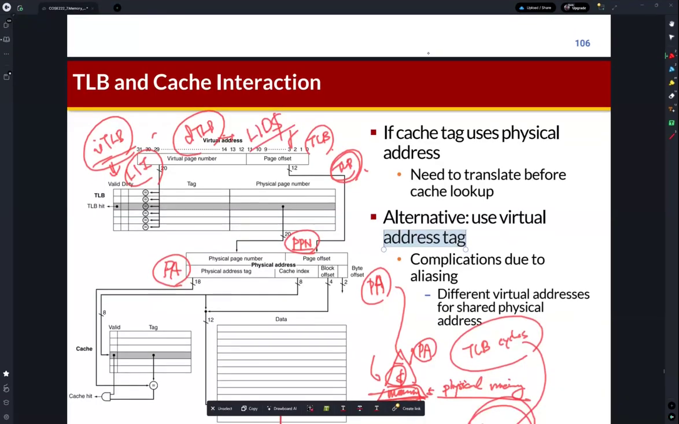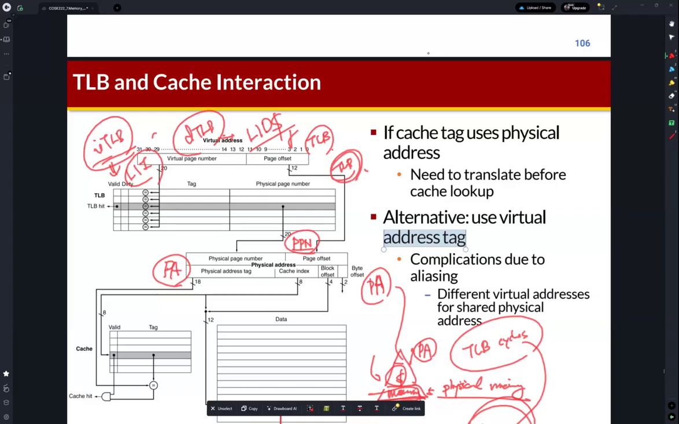Because of the TLB, the hit time is increased. And if the hit time is larger than 1 cycle, what's the problem? The problem is that the pipeline can be stalled, right? So this is the problem.